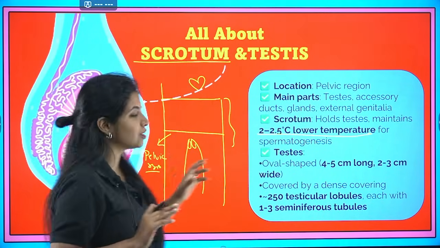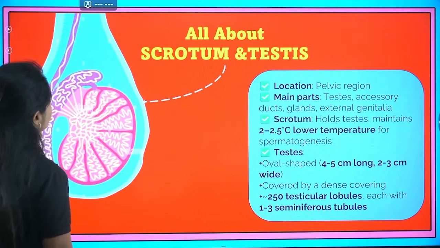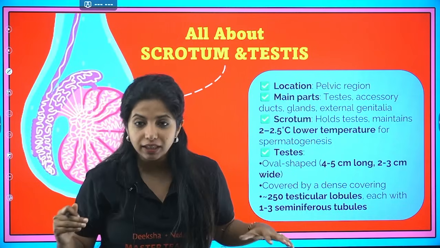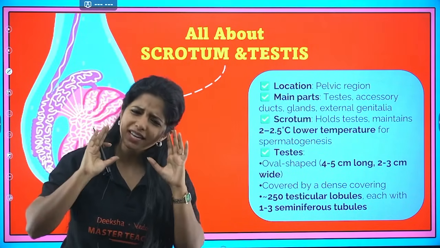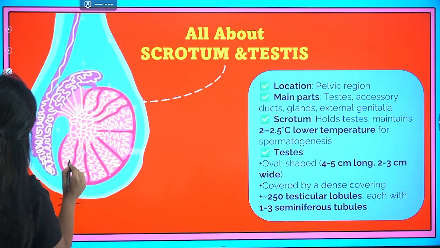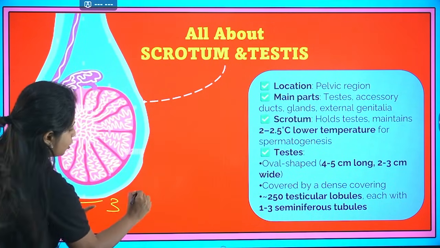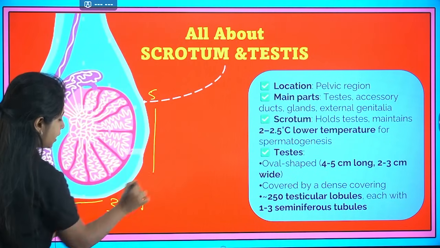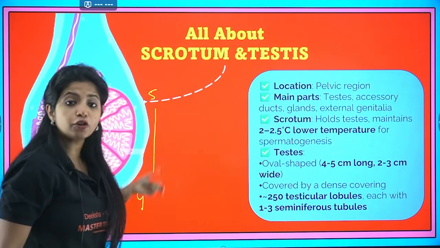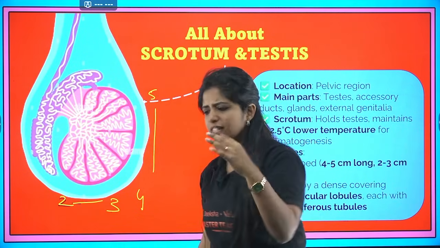Now there is a famous question that is being asked, and most of us get it wrong. Ma'am, what is the size of the testis? You have the length and the width given in your NCERT, and there is an easy way to remember it. 2 to 3 is the width, and 4 to 5 is the length. So 2, 3, 4, 5. You can remember it like that. Please remember, this is an important question that comes in KCET and also in your PU2.